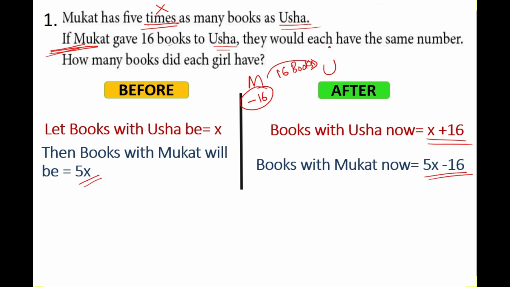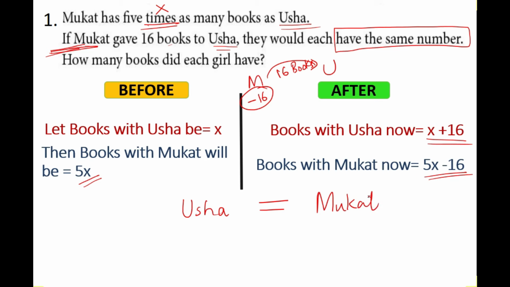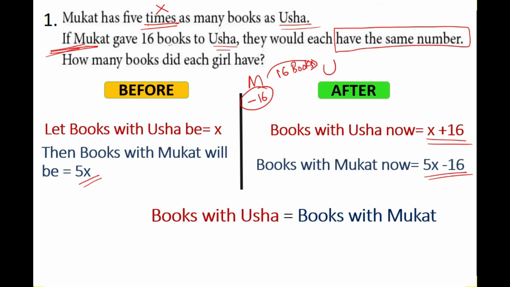Now the last part of the question. They should each have the same number. Here, the number of books with Usha should be equal to the number of books with Mukat. So your equation is going to be books with Usha is equal to the books with Mukat. So x plus 16 is equal to 5x minus 16.